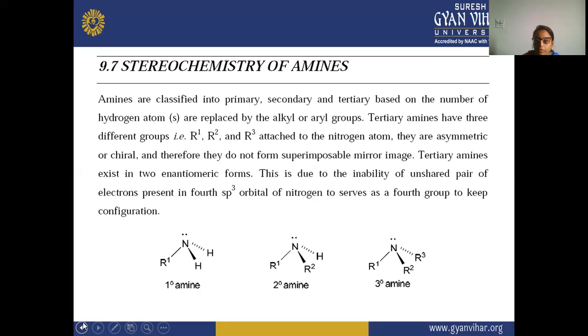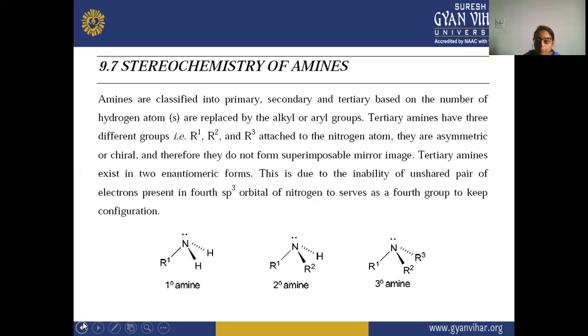They are asymmetric or chiral, and therefore they do not form superimposable mirror images. So tertiary amines are asymmetric or chiral, and they exist in two enantiomeric forms.